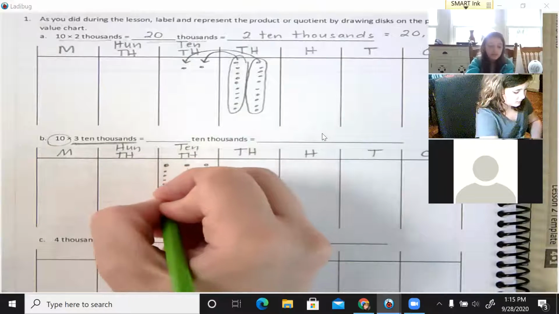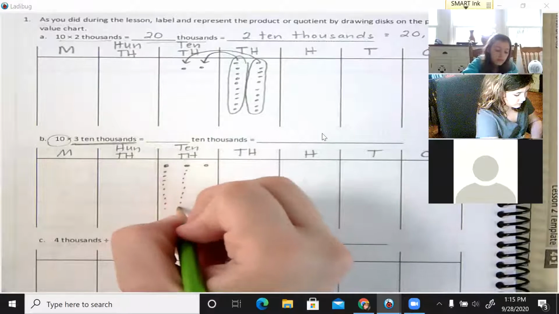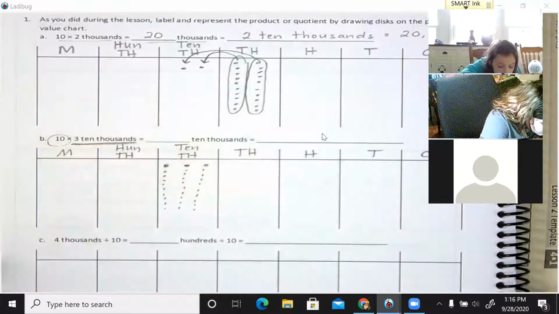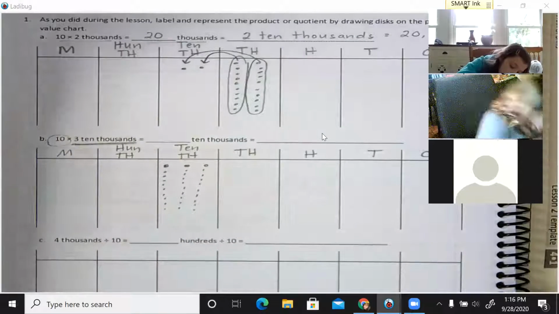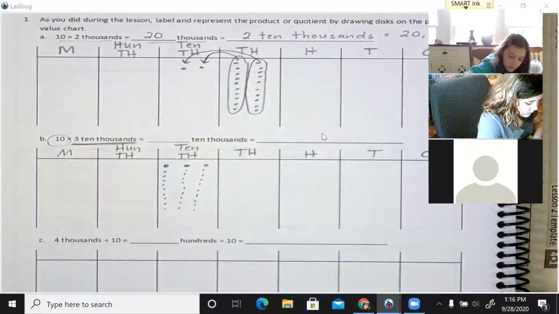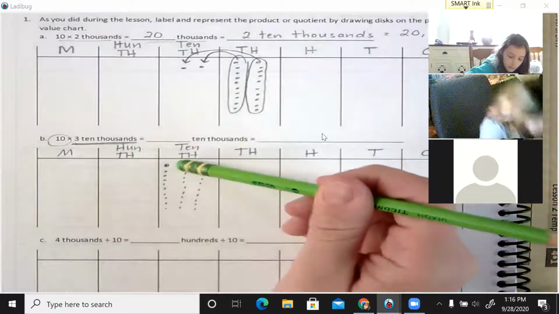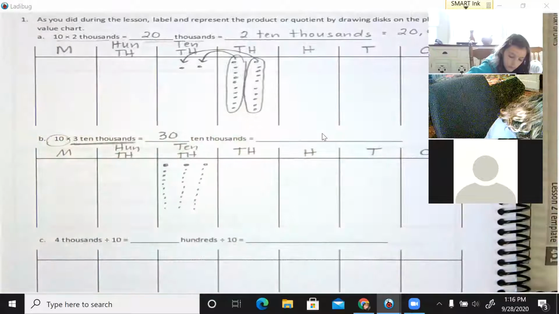1, 2, 3, 4, 5, 6, 7, 8, 9, 10. Okay, what do I do next? I can fill something in at the top. What can I fill in? How many 10,000s do I have? If you count up all of these dots, how many are there? And since you know each of these are 10, you can even count by tens. 10, 20, 30. That gives me 30 10,000s.